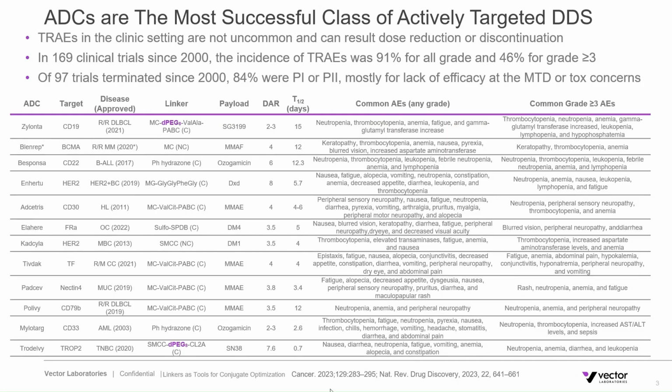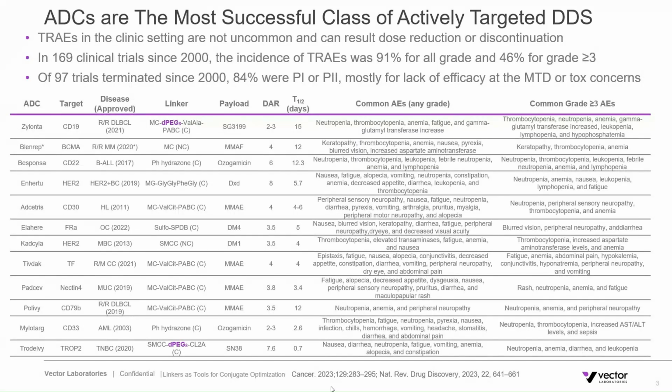Furthermore, the failure rate in the clinic is not insignificant. And of the 97 trials terminated since 2000, 84% were in phase 1 or phase 2. And for the vast majority of these, it was due to lack of efficacy at the maximum tolerated dose or due to safety and tox concerns. So while ADCs have seen some success, there's substantial room for improvement, particularly with respect to tox and safety.